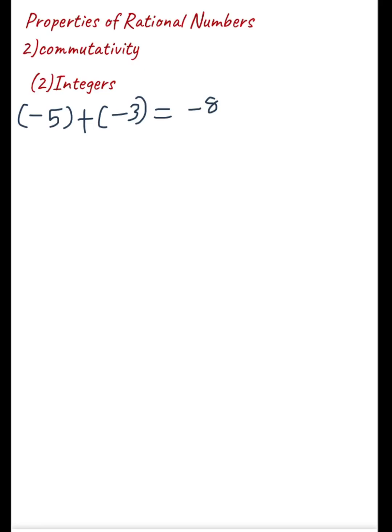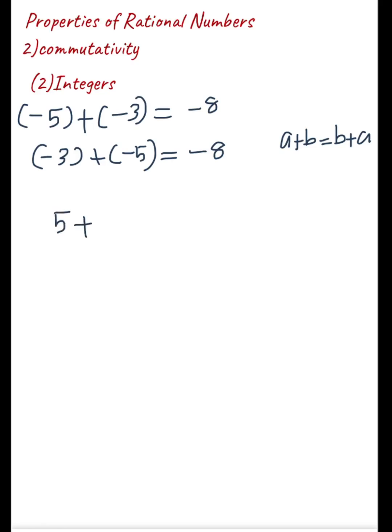Now I am changing the order, that is minus 3 plus minus 5. Even if you change the order, you know that answer will be the same. That is minus 3 plus minus 5 is also minus 8. So you can see here that A plus B is equal to B plus A. Now let's check it with any other number. 5 plus minus 2. What is 5 plus minus 2? It's 3.